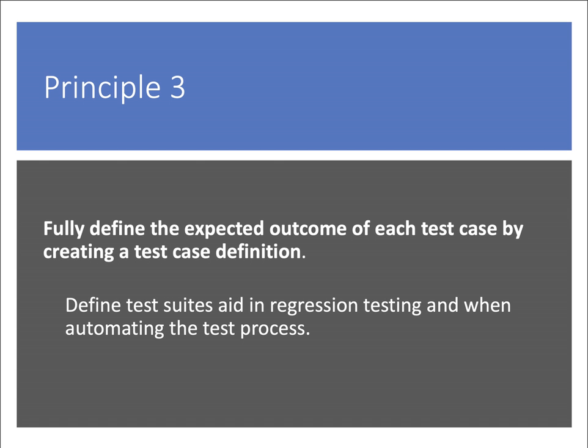Principle 3, fully define the expected outcome of each test case by creating a test case definition. Don't just simply start banging away at the application hoping it's going to break, but rather define test suites, define specific test scenarios, and record them so they can be re-executed during regression testing. It also then, of course, forms the basis for being able to automate the test process.